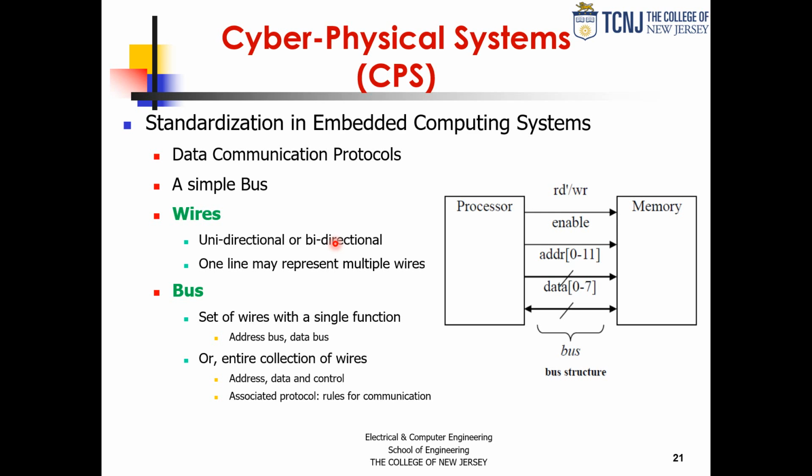So at a minimum, the processor needs to be able to address this memory so that it can tell it which is the address of interest. And then we also need a data bus, because we need to be able to receive the data from the memory if we are reading, or provide that data to the memory if we are writing.